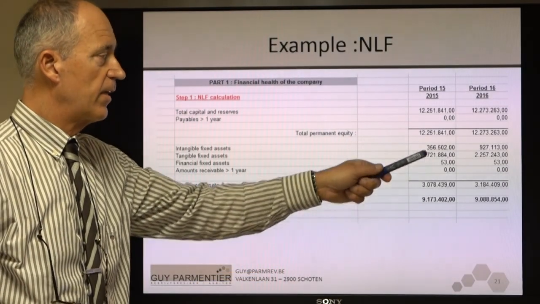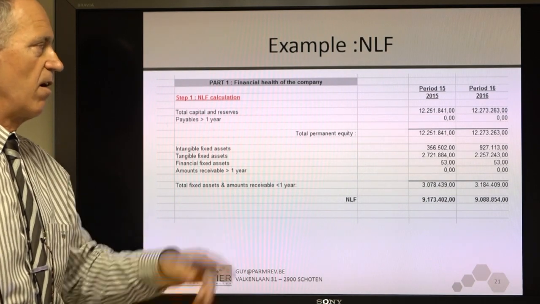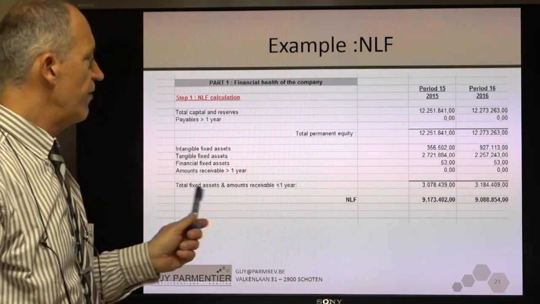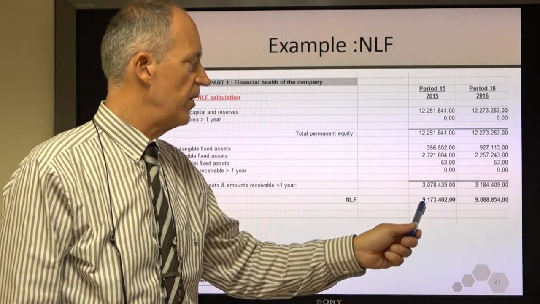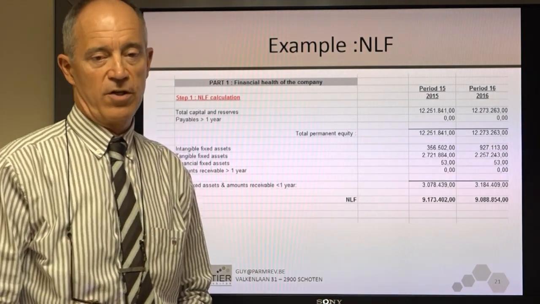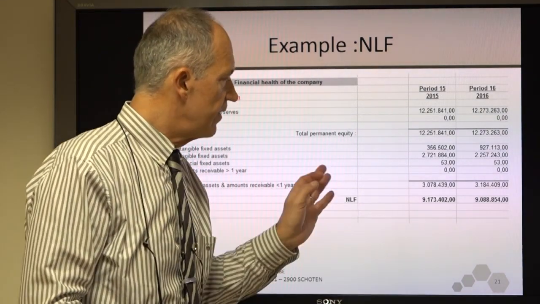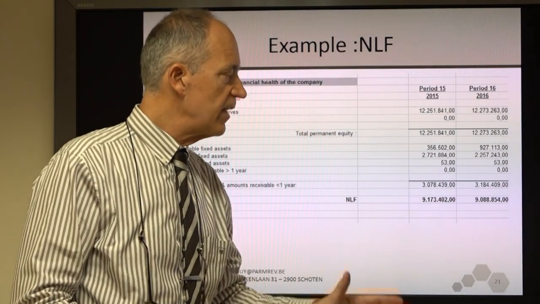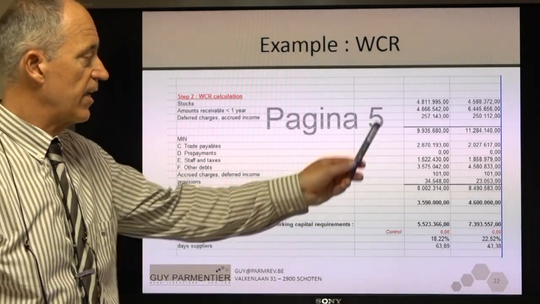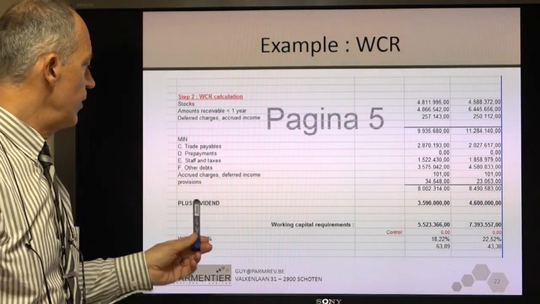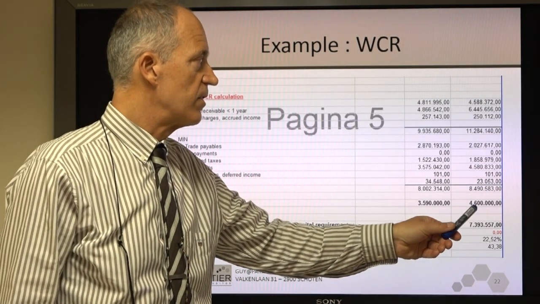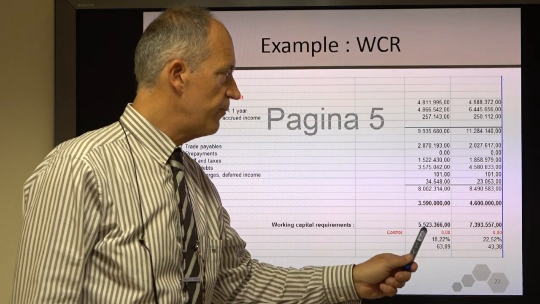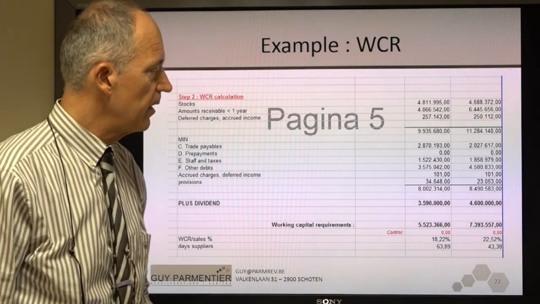Here we have the calculation of the net long-term financing of a company. And you see we have equity, 12.2 million, and we have fixed assets for 3 million, and in both years it's approximately 9 million net long-term financing. This net long-term financing is a reserve to finance the working capital requirement. And here you have the calculation of the working capital requirement, in which we take into account the dividend. So the working capital requirement here is 5.5 million and 7.3 million.